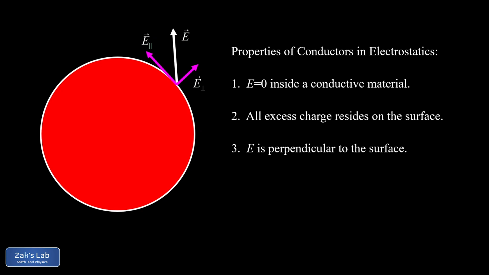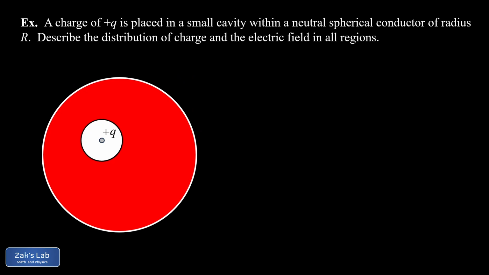Okay, so those are our 3 key properties of conductors. E is equal to 0 inside, all excess charge resides on the surface, and E is perpendicular to the material at the surface. Let's put our properties to use in a quick example. So in our example, we have a spherical conductor with a cavity hollowed out of it. And we've placed a little charge of plus Q at the center of that cavity. And I've clearly placed the cavity off center just as a generalization here. And our challenge is to describe the distribution of charge for this conductor and the electric field in all regions.